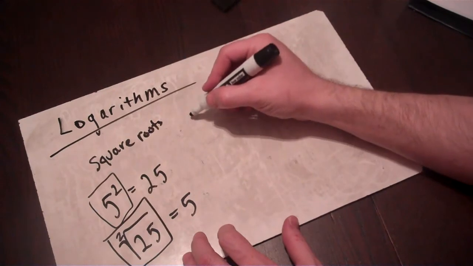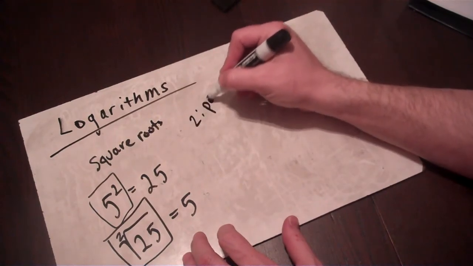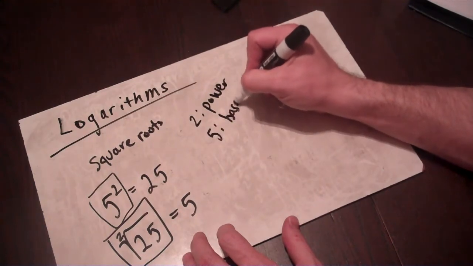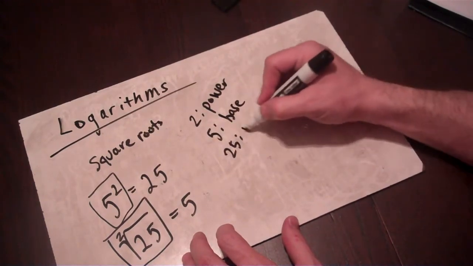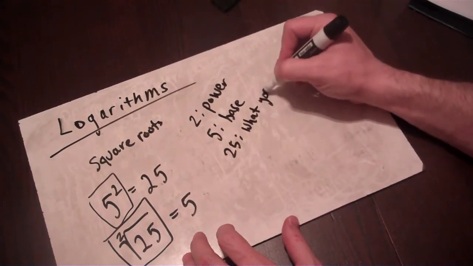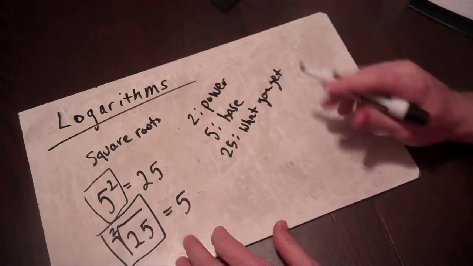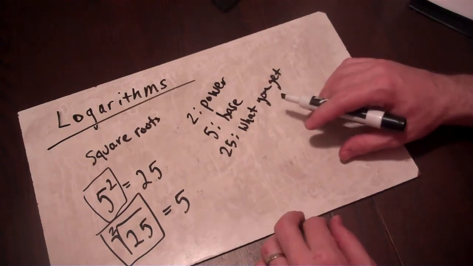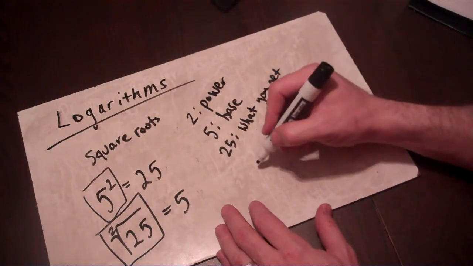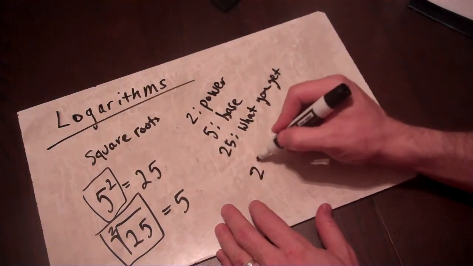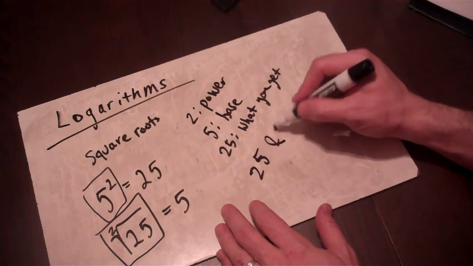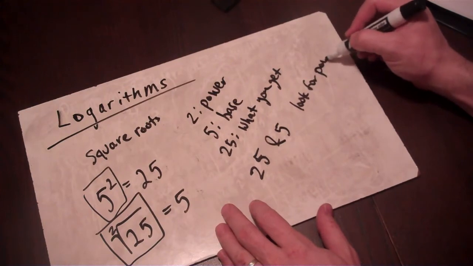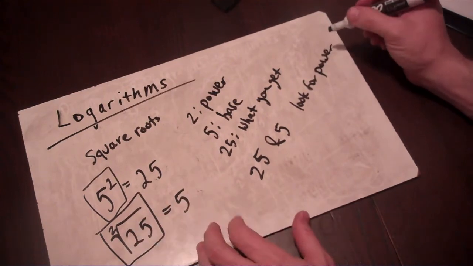So 2 is kind of like the power. 5 is the base. And 25 is what you get when you take the base to that power. I never really talk about 25 and 5 by themselves and then look for the power. So what about 25 and 5? What if we look for the power? Try to figure out what the power is. Now we know it's 2 because we have it written down right here.